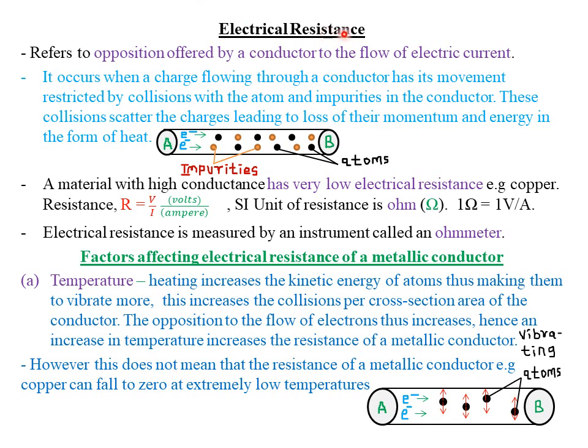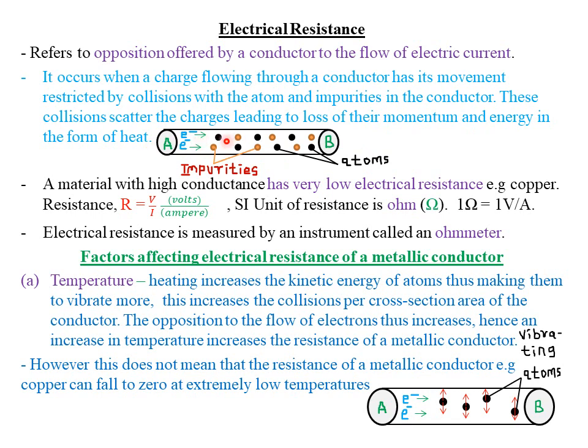So today we are looking at electrical resistance, and we are saying that electrical resistance simply refers to the opposition offered by a conductor to the flow of an electric current. Electrical resistance occurs when a charge flowing through a conductor has its movement restricted by collision with the atoms and impurities in that particular conductor. These collisions scatter the charges, leading to loss of momentum and energy in the form of heat.